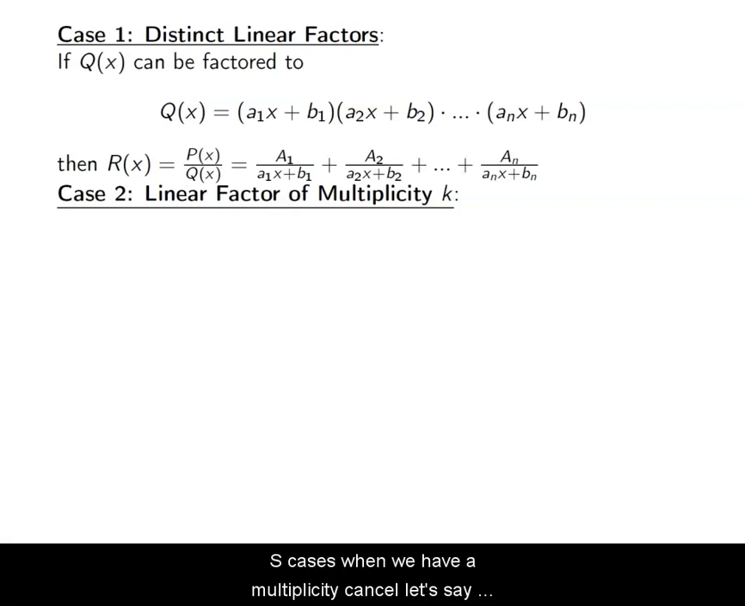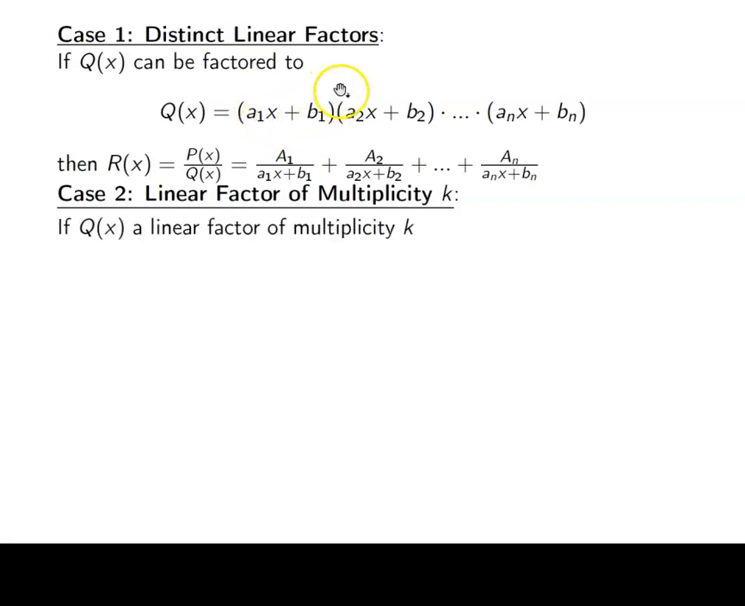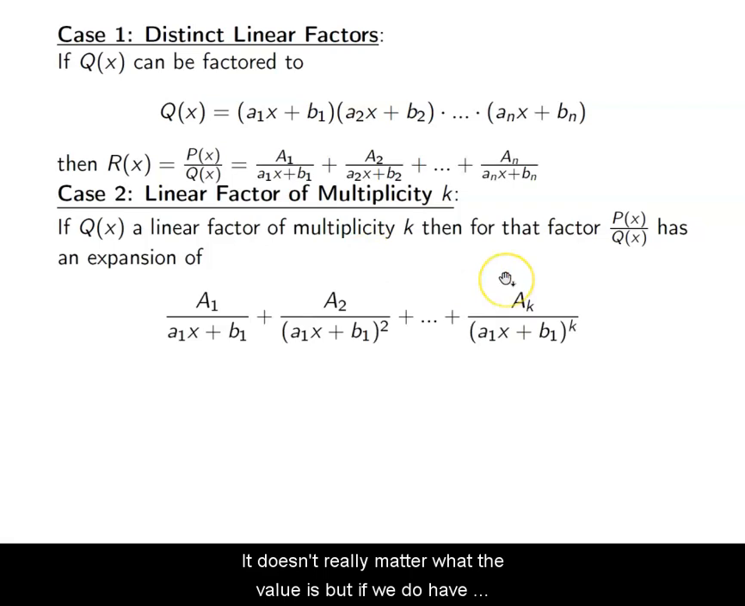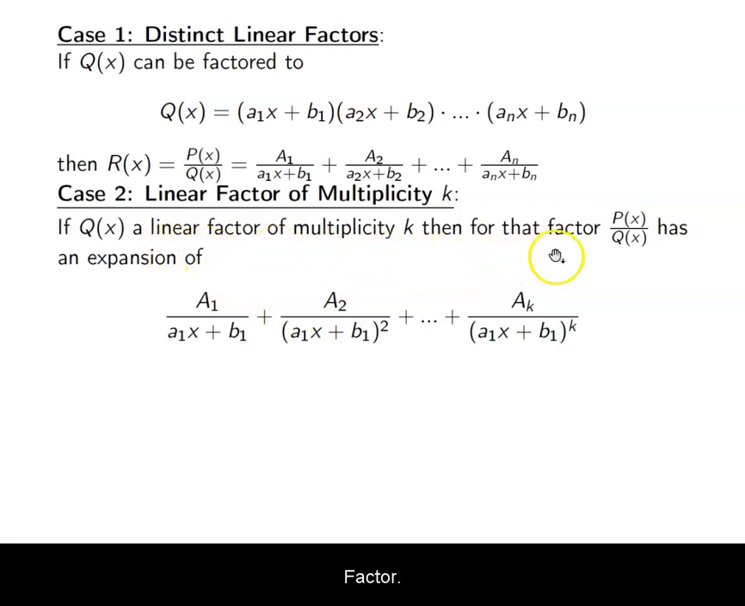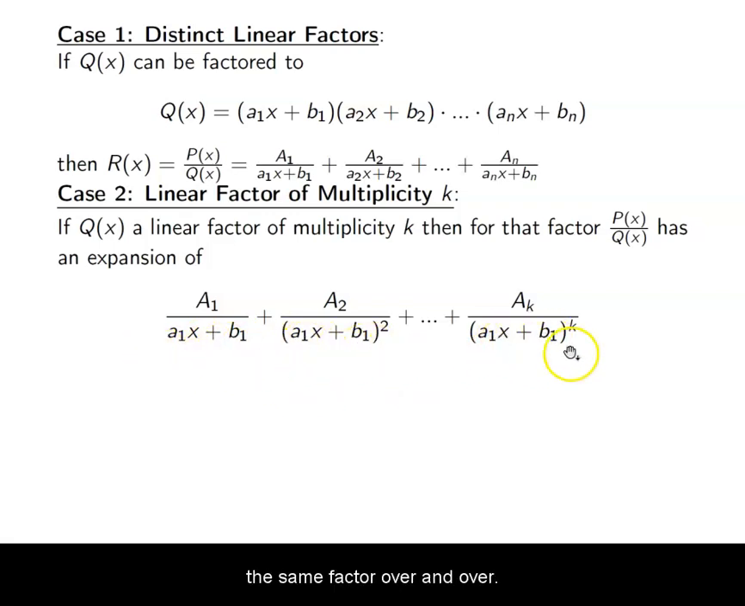The second case is when we have a multiplicity. Let's say that it's a multiplicity of k, maybe like x plus 1 squared, right? So maybe something shows up twice, or maybe the factor breaks down to x plus 1 cubed. It doesn't really matter what the value is, but if we do have multiplicity, then for that single factor that has multiplicity k, our decomposition breaks down to a number over that factor, right? So notice that a1x plus b1 is a1 and b1, a1 and b1. It's the same factor over and over again.